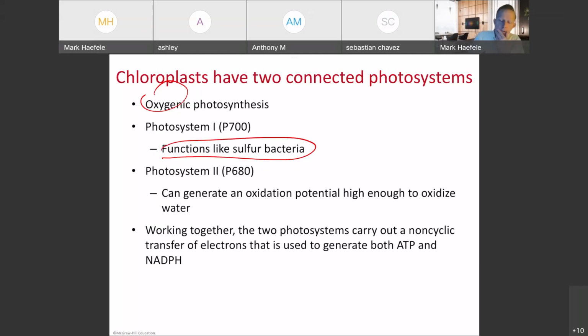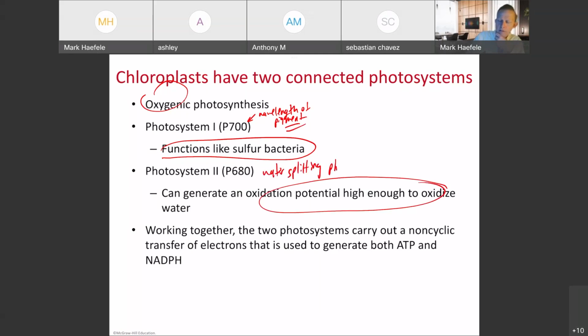This one we refer to as P700, so Photosystem 700. This is referring to the wavelength of light that the pigment in there absorbs. And then we have a second photosystem, Photosystem II. This is the oxidizer, right? Photosystem II is oftentimes referred to as the water-splitting photosystem. And this one we refer to as P680 because that's the wavelength of light that it absorbs.